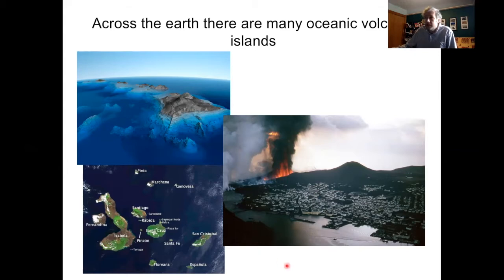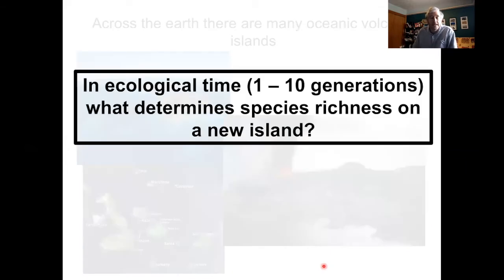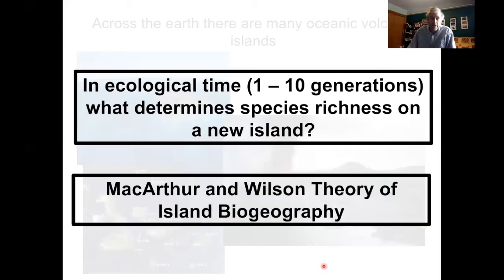But these volcanic islands are appearing an awful lot of the time. So we start asking the question, well, in ecological time, so 1 to 10 generations, what determines species richness on a new island? After this island is formed, what determines how many species are present on it? Well, this was the inspiration for this ecological theory by MacArthur and Wilson called the theory of island biogeography.